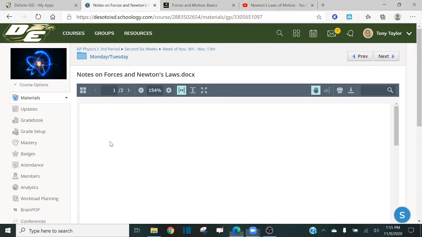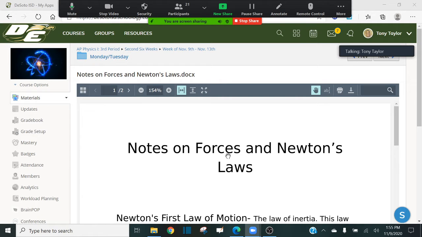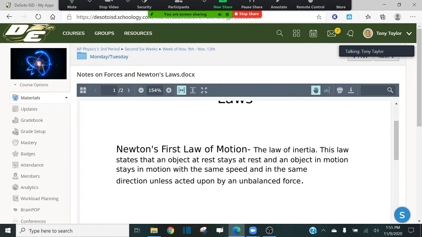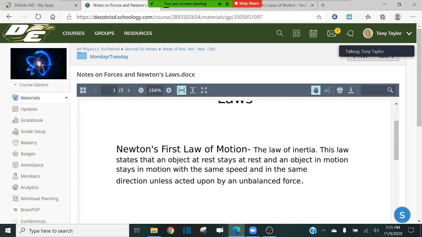And of course, I also have that law written down in the notes that is currently posted to Schoology. It says that Newton's first law, which is also called the law of inertia, states that an object at rest stays at rest and an object in motion stays in motion with the same speed and in the same direction unless acted upon by an unbalanced force. That's important. I'm going to highlight that an object in motion stays in motion with the same speed and in the same direction.